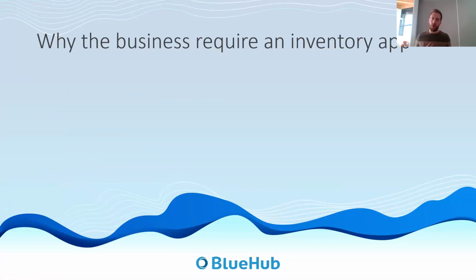Why do businesses require an inventory app? As they say on the tin, they need to manage their stock. But the main purpose of these apps is actually order processing. So managing all the different sales channels, pulling that into one central location, sending it to the relevant warehouses, allowing you to do a whole pick, pack and ship process. So I like to think of these as inventory and order processing tools.